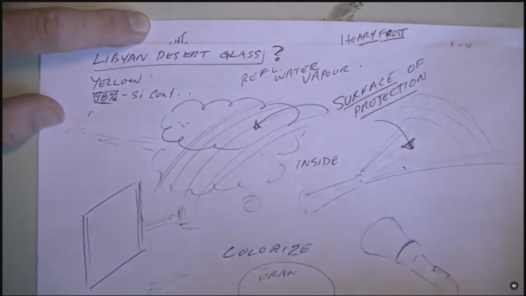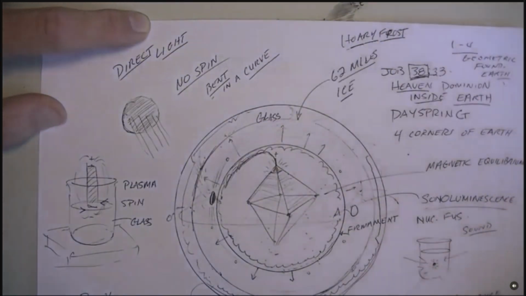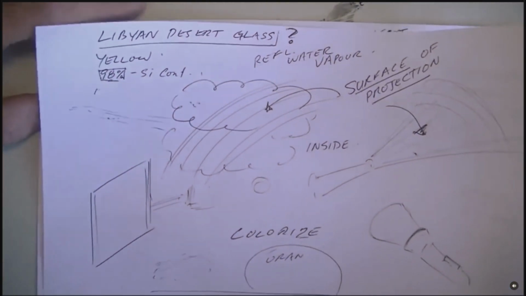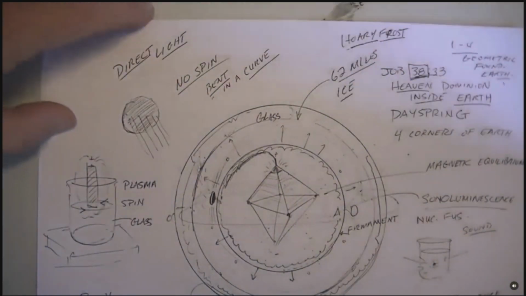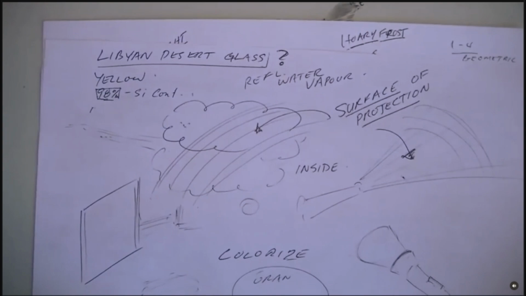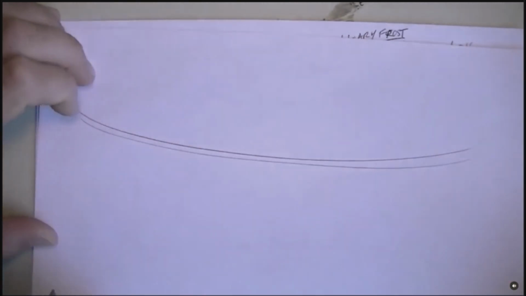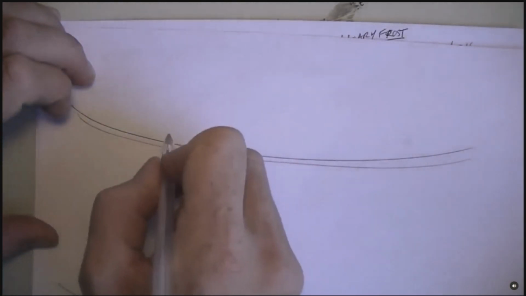Well, because they don't understand that there's a layer of glass in the sky, 62 miles high. And probably what happened was very simple. It's a very simple explanation. A meteor probably came crashing through the glass sky again. Here's Earth. Here's the glass sky.